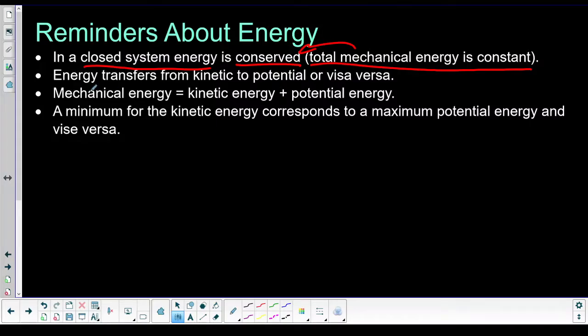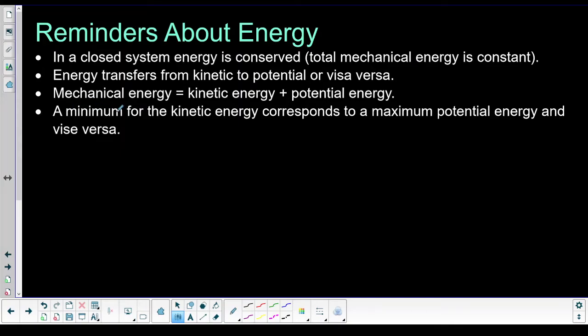So the second thing we need to remember is energy transfers from kinetic to potential or vice versa. So if my kinetic energy goes down, my potential energy has to go up so that the total is constant. Okay, they've got to stay balanced. That's all you gotta know about that.